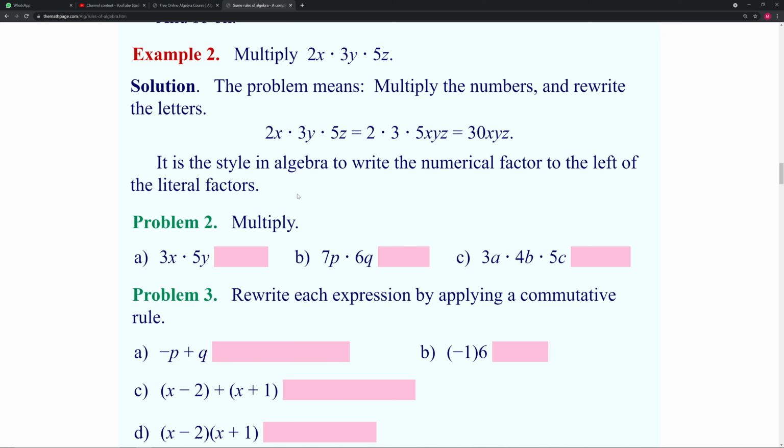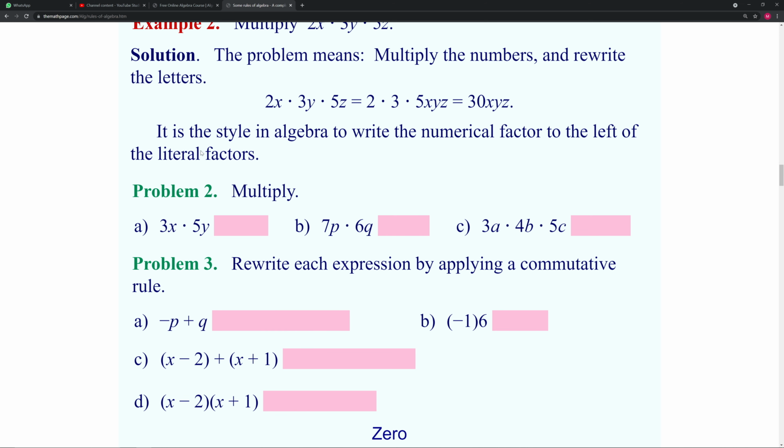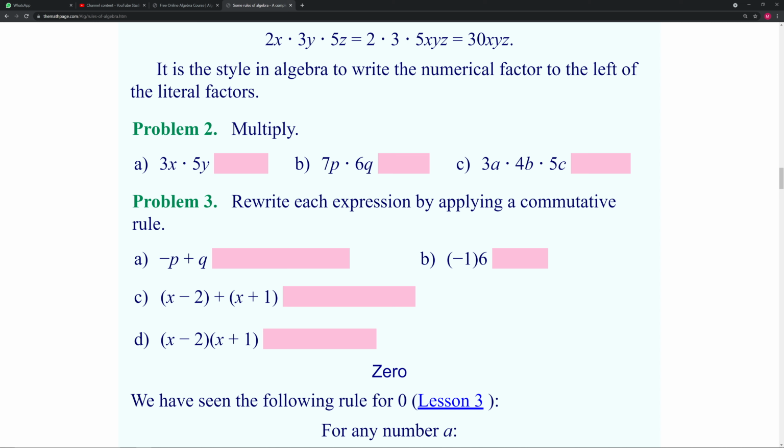So what does that mean? In a nutshell, it just means let's write the numbers before the letters. It's that simple. This is just a fancy way of saying that. So let's do a few problems. Let's multiply 3x by 5y.